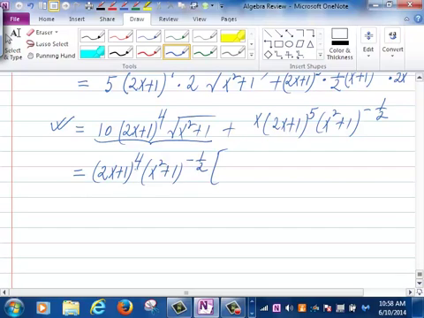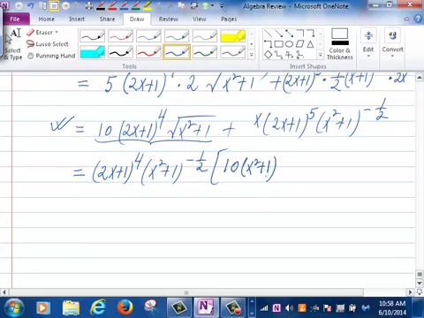Notice that (2x+1)^4 will cancel out. When I divide, I am dividing this by this, so this will cancel out. I'm going to have a 10. Now, what happens when you divide the root of x squared plus 1 by this? This is (x^2+1) to the power half. This is (x^2+1) to the negative half. What did you get? Just to the 1. Very good. So this is really x squared plus 1.